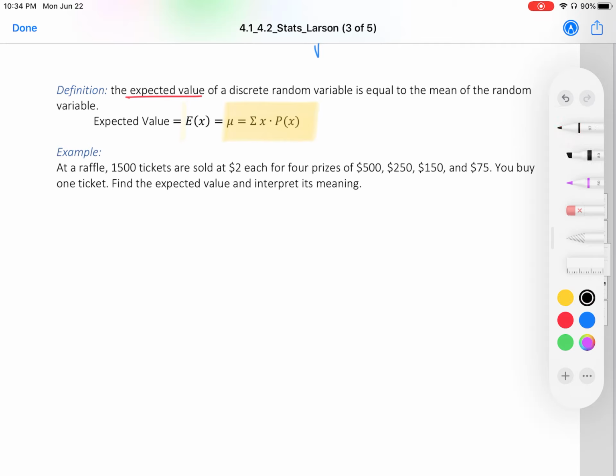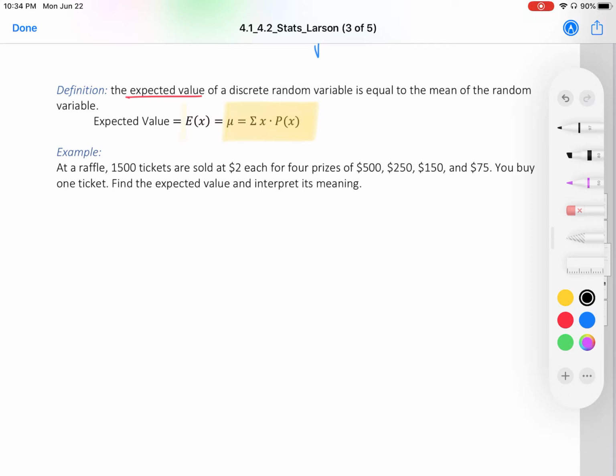At a raffle, 1,500 tickets are sold at $2 each for 4 prizes of 500, 250, 150, and 75. You buy one ticket. Find the expected value and interpret its meaning.